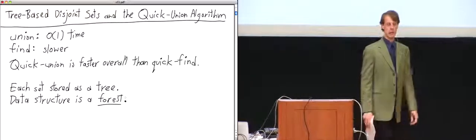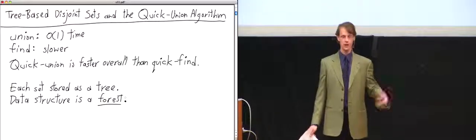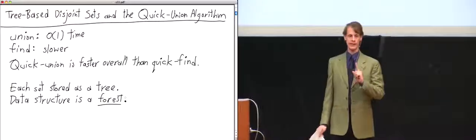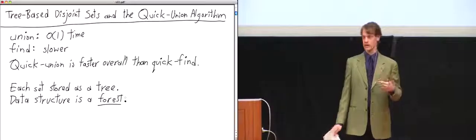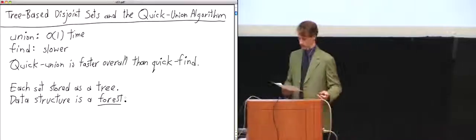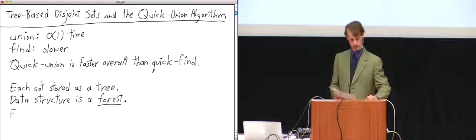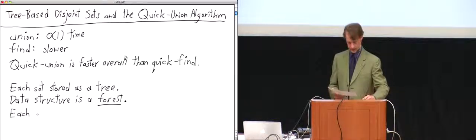Remember from my lecture on Kruskal's algorithm that a forest is a collection of trees. We're going to have one tree for each set in our disjoint sets data structure. So a forest of trees, one tree for each set. And each item, when you first construct a disjoint sets data structure, is initially the root of its own tree.